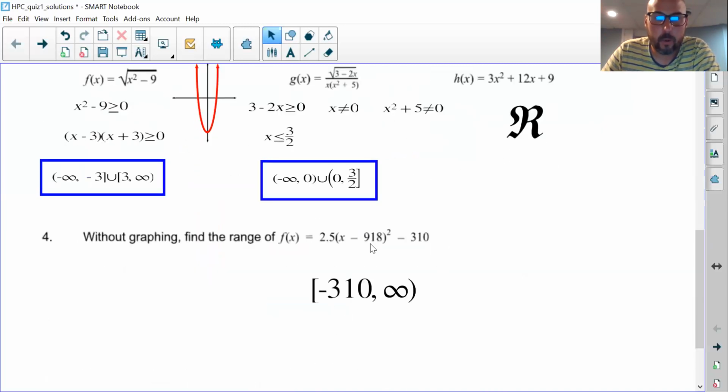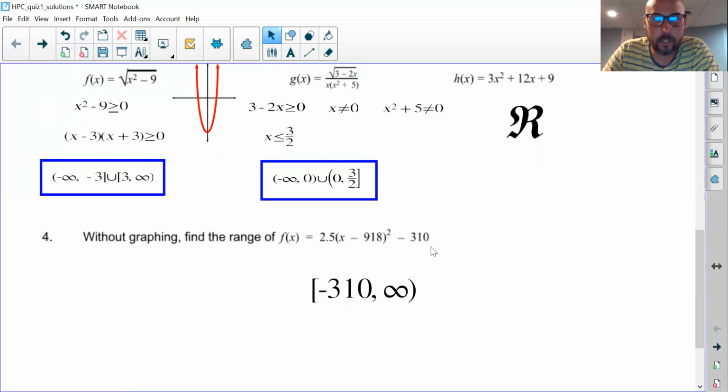Without graphing, what's the range of this? First of all, notice it's a quadratic. And you know what quadratics look like. And this went through 3 transformations. It went to the right 918 units. Every y value got stretched by a factor of 2.5. And then every y value went down 310.